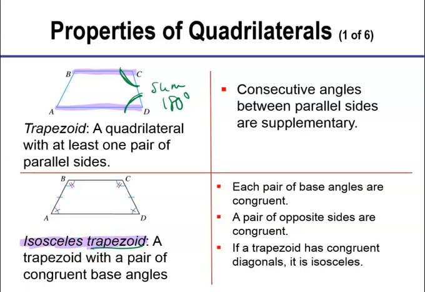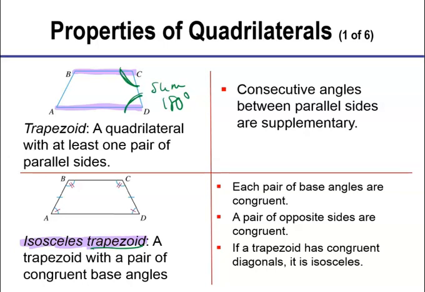Any old trapezoid has the parallel sides and the sum of the corresponding angles is 180 degrees. But for an isosceles trapezoid, each pair of base angles are congruent. A pair of opposite sides are congruent. So that's the definition of an isosceles trapezoid, by the way, is the opposite sides are congruent. That was their original definition.